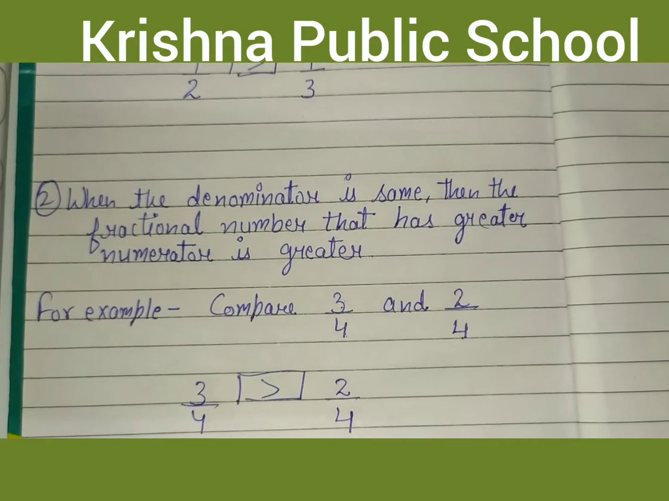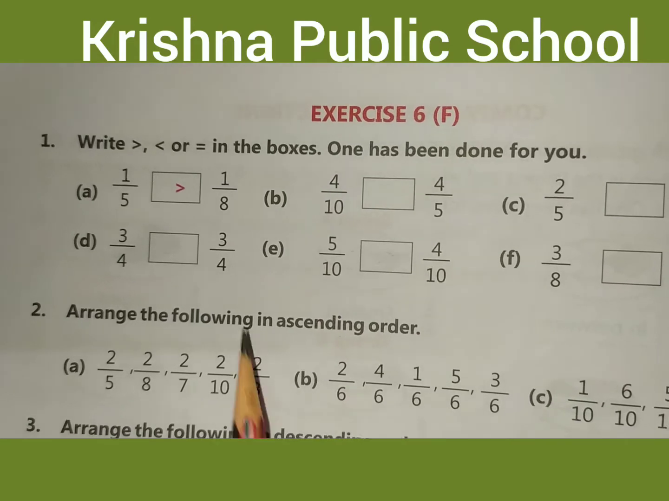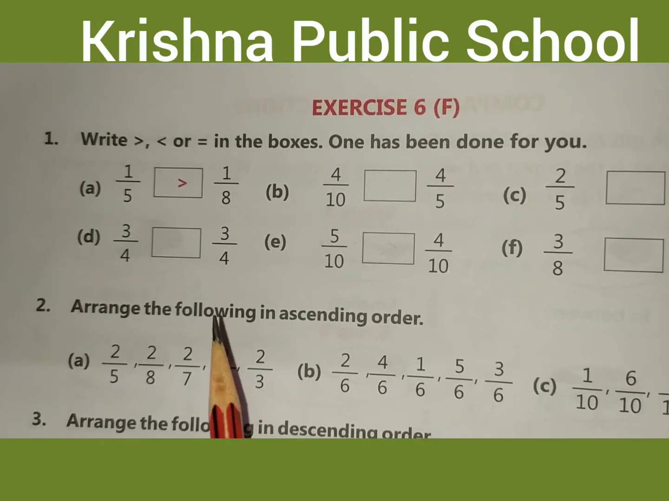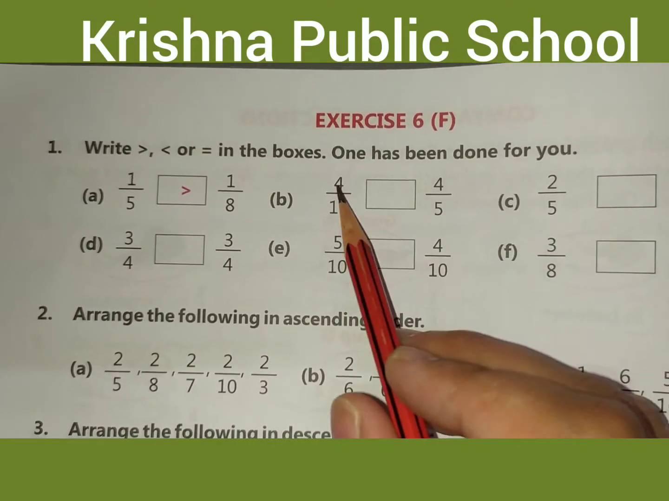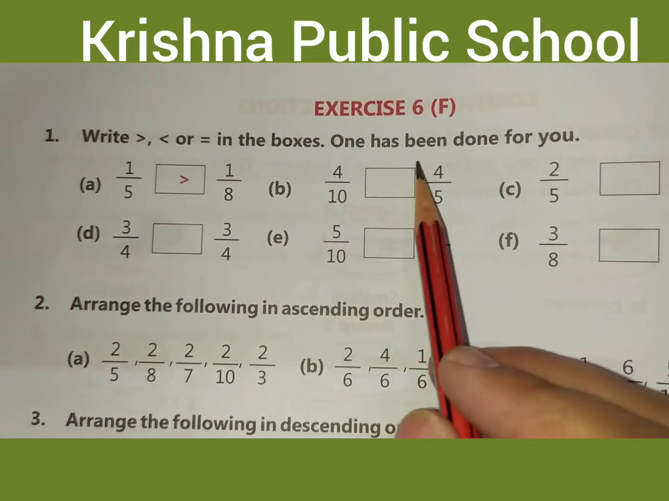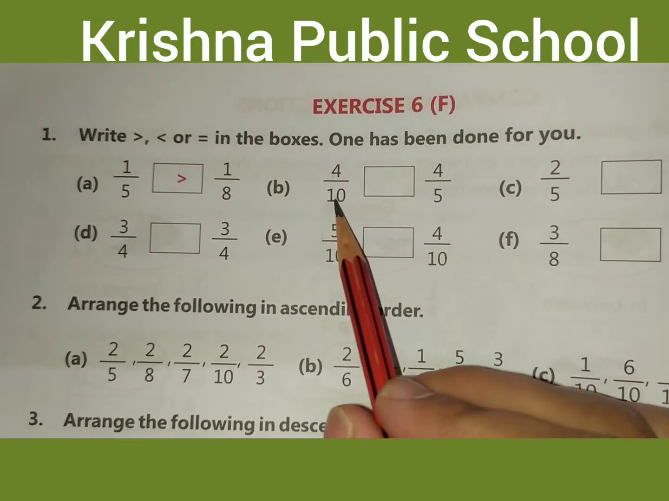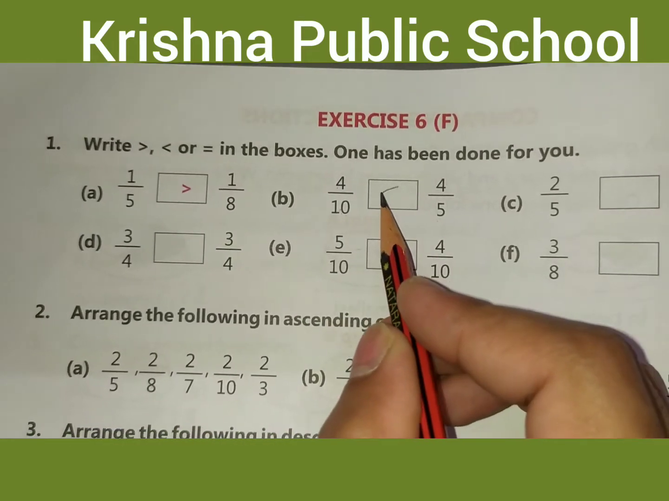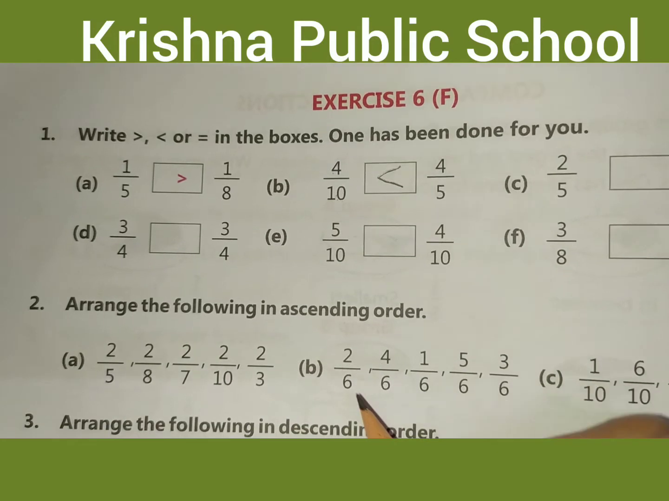Okay children, exercise 6F, question number 1. Write these 3 symbols in the boxes. 1 has been done for you. 4 upon 10 compared with 4 upon 5. 4 is the numerator, 10 and 5 are the denominators. The numerator is common, then 5 is a smaller denominator as compared to 10. That is why the fraction 4 upon 5 is greater than 4 upon 10. Show the symbol. Okay children.